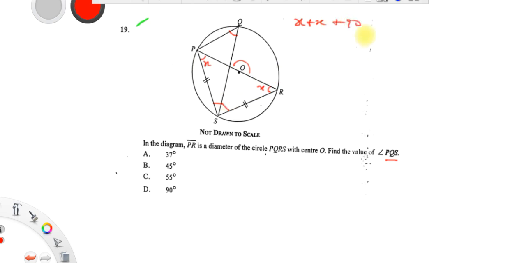Plus 90. This one will give us what? 180 degrees. Have you seen this? We are not wasting time. So we have 2x plus what? 2x plus 90 is equal to 180.